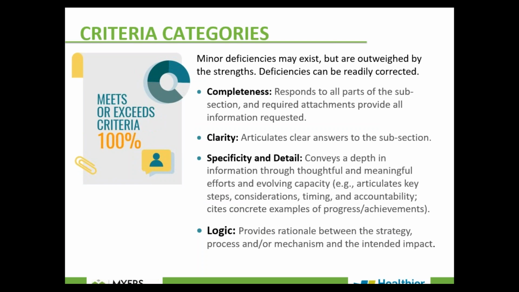So the first one, meets or exceeds criteria, is 100%. You'll see from the definitions here that minor deficiencies may exist, but they're outweighed by the strengths. And these deficiencies can be very easily and readily corrected. So I just want to give you an example of what this may look like. Bear with me for just a second.